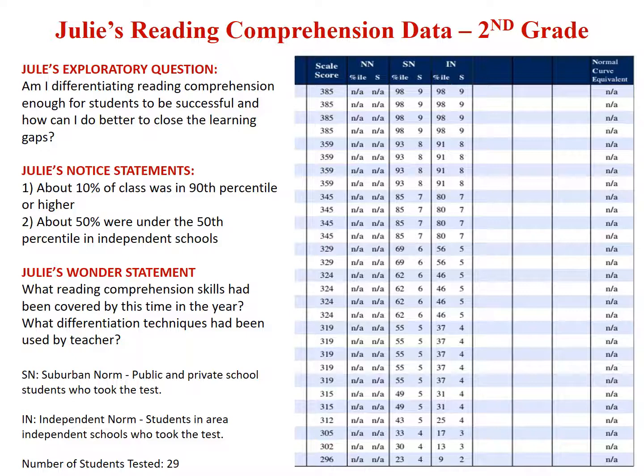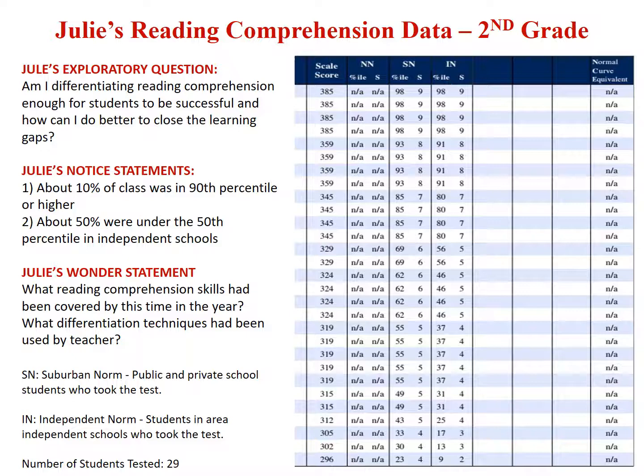So what we wondered were, like, what were the students' F&P reading levels? Are the students reading on grade level or below grade level? Is the reading comprehension data based on grade appropriate text? And we also wondered what happened to the 70th percentile. Why does this gap exist in the data?